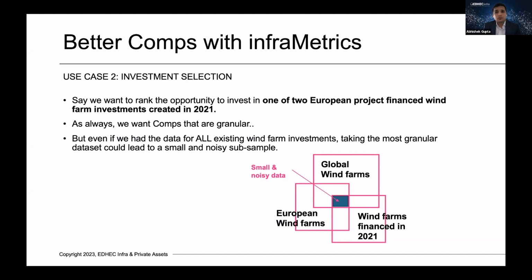That brings me to use case number 2 about investment selection. Say we want to rank the opportunity. So you have two European project finance wind investments that you're comparing from 2021, and you had the opportunity to invest in one or the other. Now, as always, what we want is to have comps that are super granular. But even if you take the data from all the existing wind farm investments, creating that most granular data set can be very small, and also it can contain a lot of noise because, as I'm showing you in this little Venn diagram, wind farms financed in 2021, then European wind farms and global wind farms, if you try to combine all these different things, you get a very small sample left.